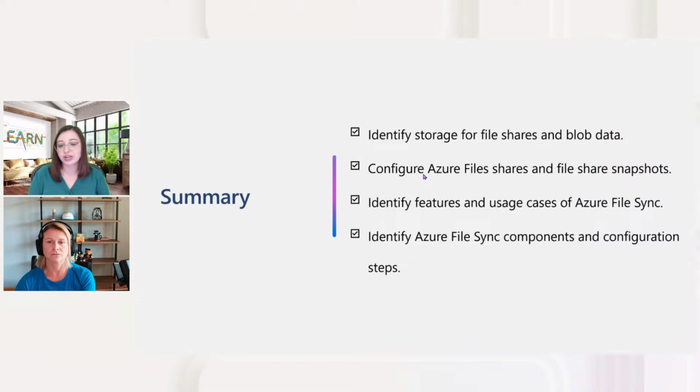In the session, we got started to identify all the storage for file shares and for blob data. We had some discussion about disks as well, as part of the page blobs. We have seen how to configure the file share and the snapshot. We had a great demo from Amy. And then we moved on to the use cases of file shares and the file synchronization service with Azure File Sync. So we identified the feature, its components, and how to configure it.